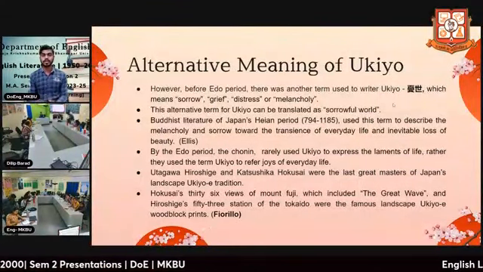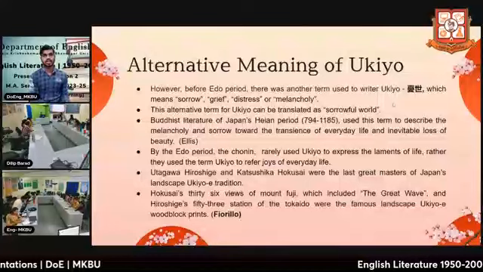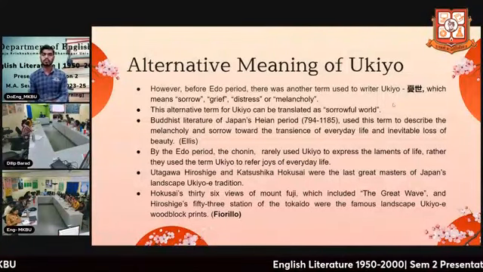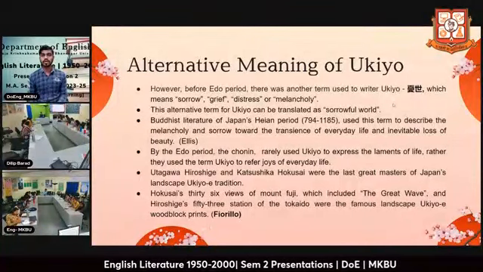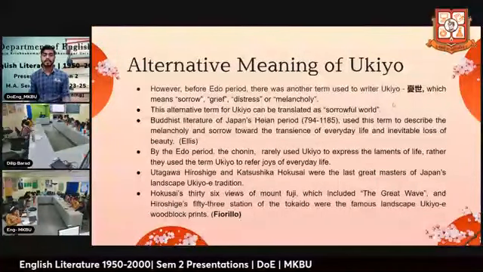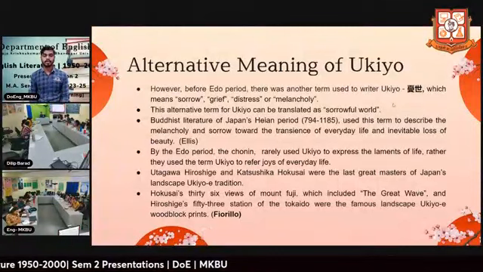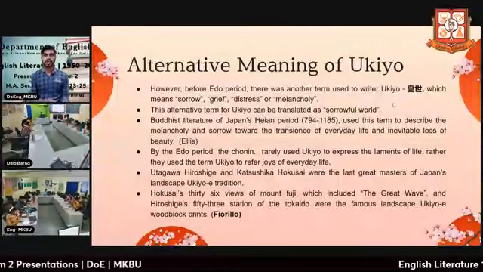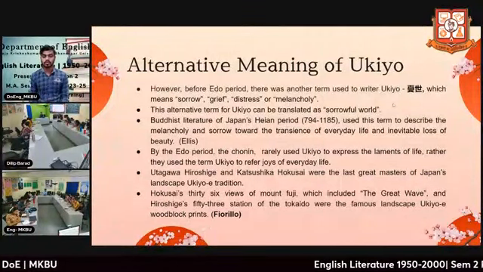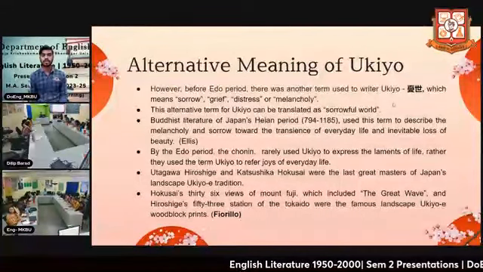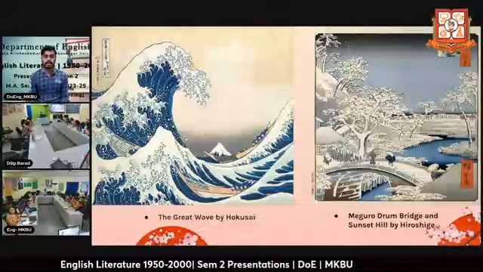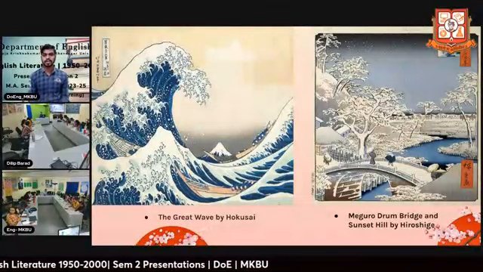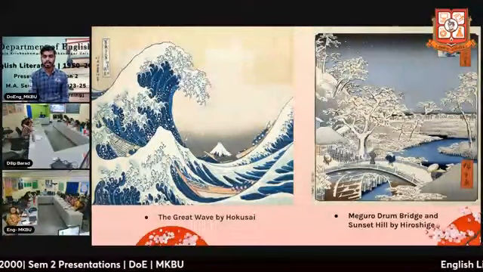But by the Edo period in the 17th century, the new merchant class people, who had new wealth, used this term to celebrate everyday life and its joys. Utagawa Hiroshige and Katsushika Hokusai were the last two great masters of the landscape ukiyo-e tradition. These are paintings of landscape ukiyo-e, taken from the relevant articles.